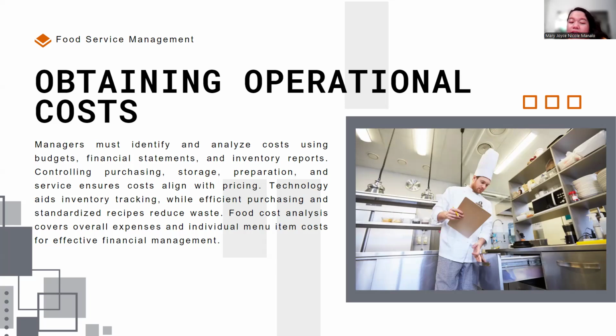Once a menu is planned and priced, operational functions such as purchasing, receiving, storage, preparation, service, and cleanup must be controlled to ensure costs align with pricing. So technology plays a crucial role, automating inventory tracking and cost monitoring. So efficient purchasing, proper storage, and standardized recipes can help maintain quality while reducing waste. Food cost analysis includes both overall expenses and individual menu items, each serving a distinct purpose in financial management.